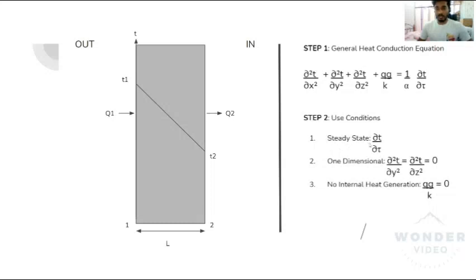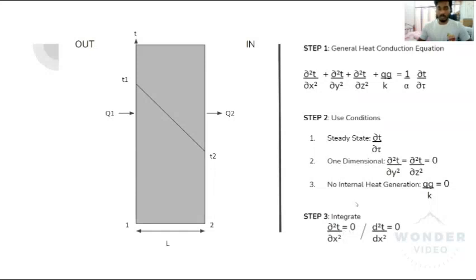The first condition is steady state. Steady state means temperature does not change with time, so delta T over delta tau equals 0. The second condition is one dimension, so the y and z directions are considered to be 0. The third condition is there is no internal heat generation, so Qg over K is also equal to 0. If we apply all these conditions to the general heat conduction equation, we will get delta square T over delta x square equals 0.